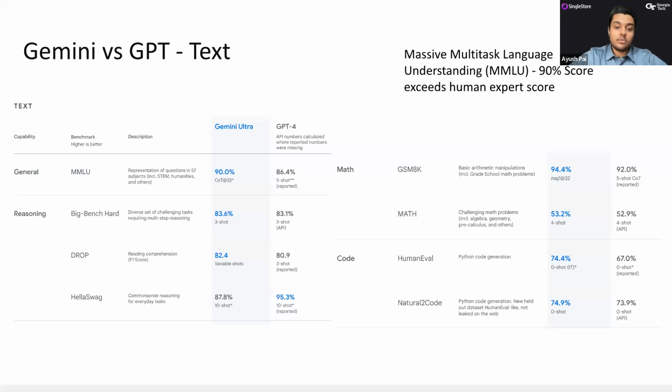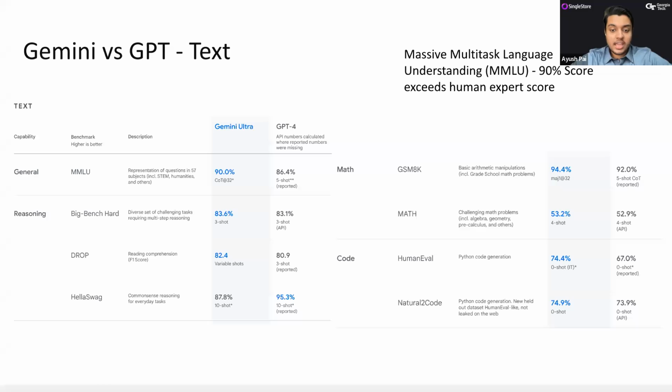The DROP benchmark assesses reading comprehension, giving Gemini Ultra an 82.4% score, with GPT-4 only at 80.9. It shows that Ultra has better accuracy and understanding in interpreting text. The HellaSwag benchmark tests the model's common sense reasoning, and Gemini Ultra scores a little bit lower than GPT-4, but that's okay.